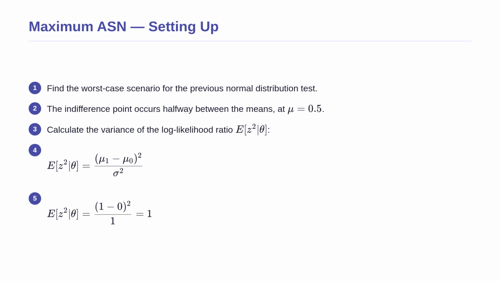First, we need the expected value of the squared log likelihood ratio, which acts as our variance. The formula for this is simply the squared difference between the alternative and null means divided by the variance of the distribution. Substituting our known values of 1 and 0, we find that the variance of our step size is exactly 1.